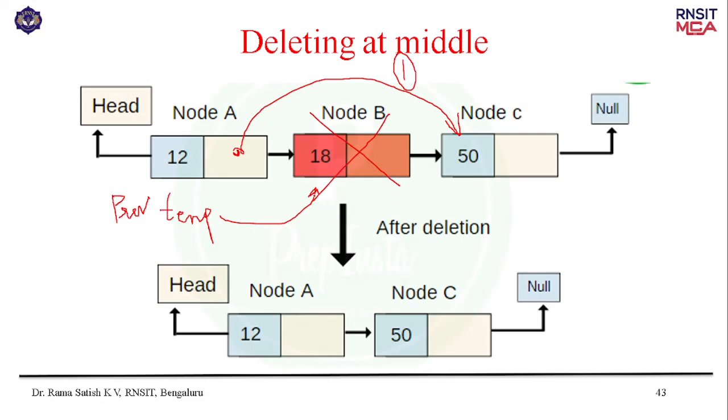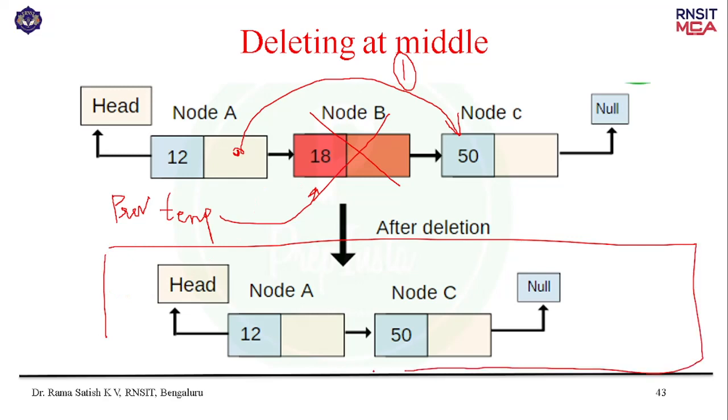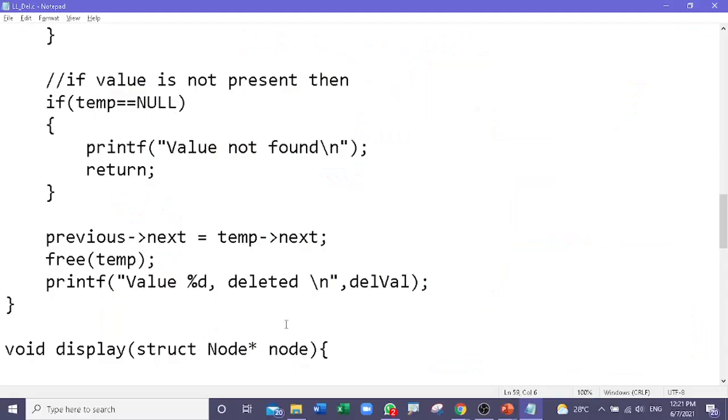So after you delete this, automatically the linked list becomes like this. That is the thing that you have to understand.